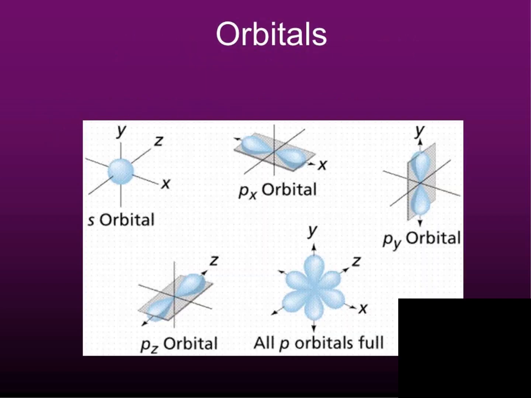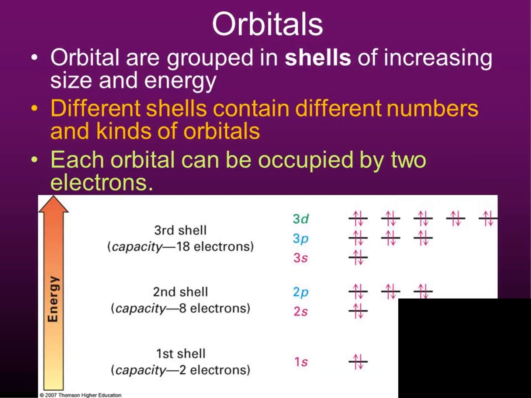The p orbital has px, py and pz, holding 1, 2, 3, 4, 5, 6 electrons. Orbitals are grouped in shells of increasing size and energy. Different shells contain different kinds of orbitals. Each orbital can be occupied by 2 electrons. So 1s2, 2s2, 2p6, and d orbitals hold 10 electrons. Each orbital holds 2 electrons, so 6 is divided into 3 orbitals, 10 into 5, and 14 into 7.